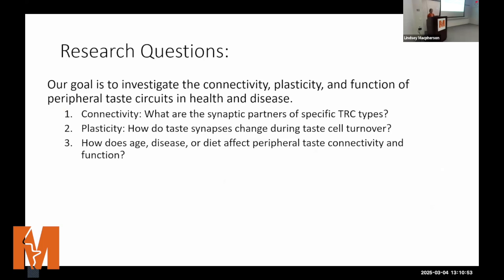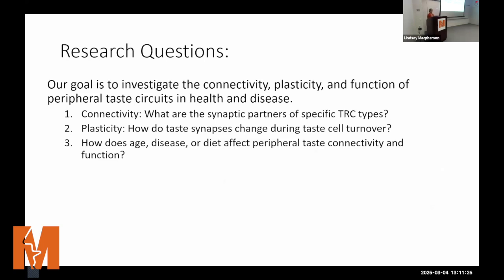So in a broader picture, my research question in the lab is to investigate the connectivity, plasticity, and function of peripheral taste circuits in health and in disease. So I kind of break this down into three different areas. One is connectivity. What are the synaptic partners of specific taste receptor cell types? Do they form connections between specific cell types to preserve that kind of sweet to sweet, bitter to bitter connections that we had initially identified using the semaphorin model?